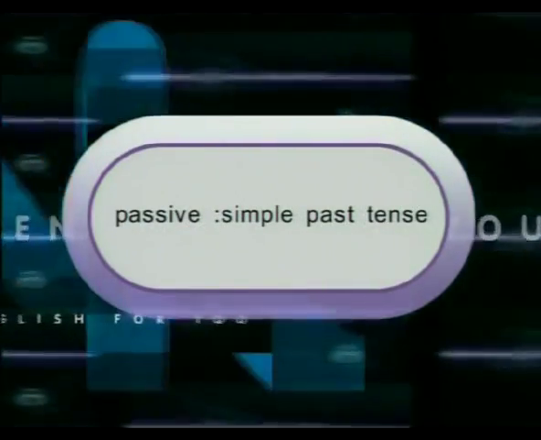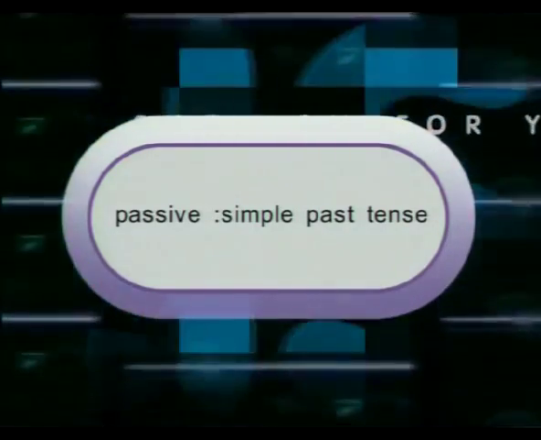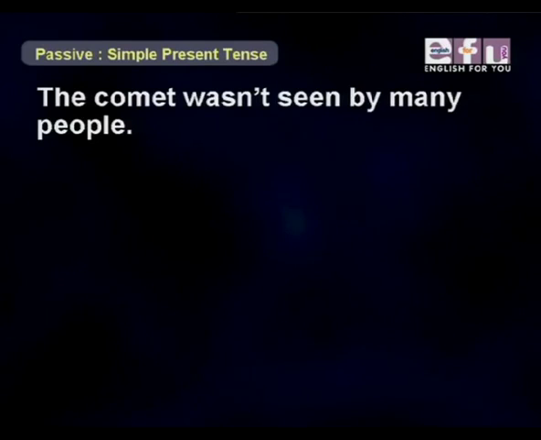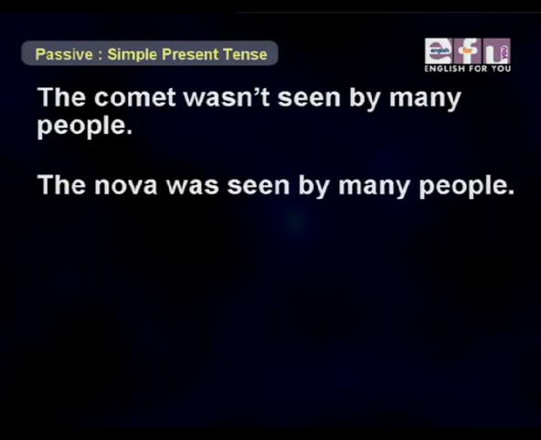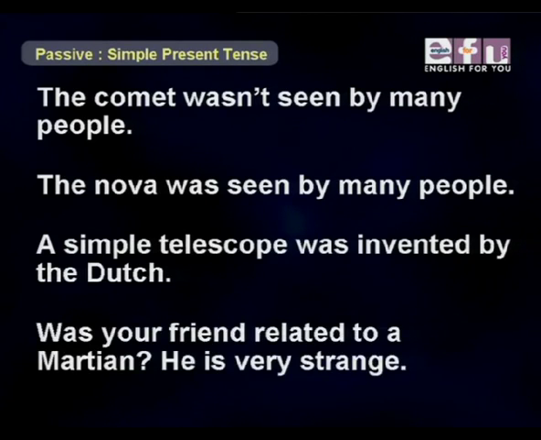Passive, simple past tense. Now let's review the simple past using the passive. The comet wasn't seen by many people. The nova was seen by many people. A simple telescope was invented by the Dutch. Was your friend related to a Martian?